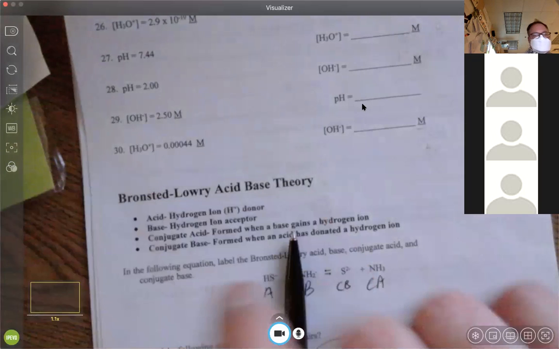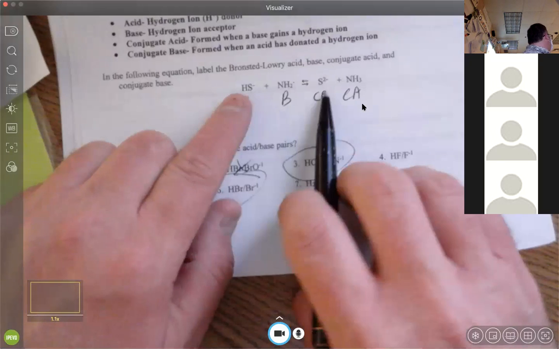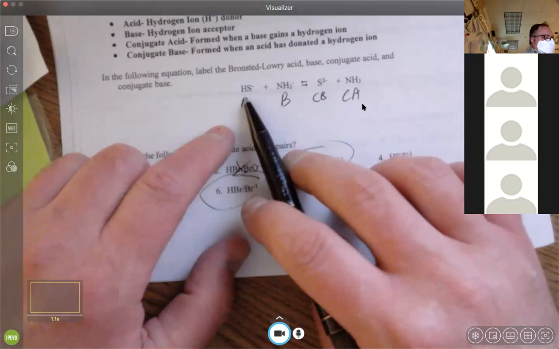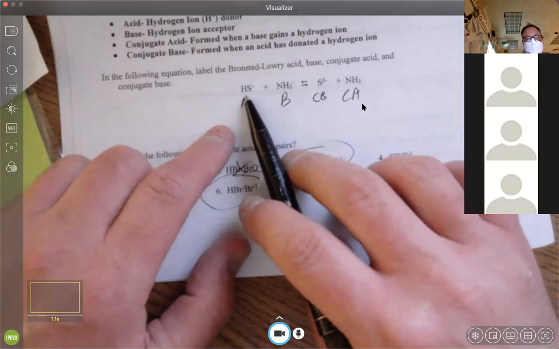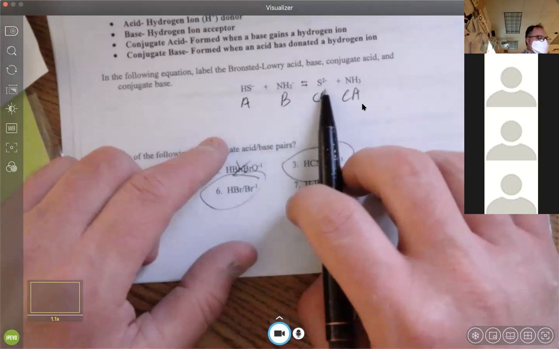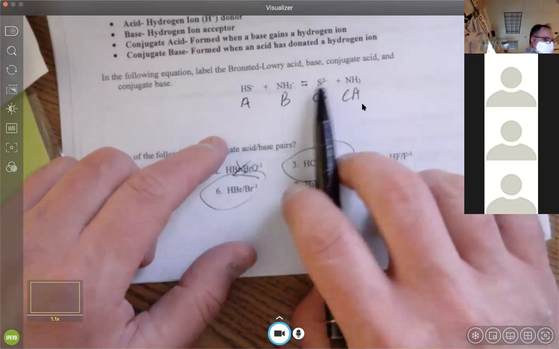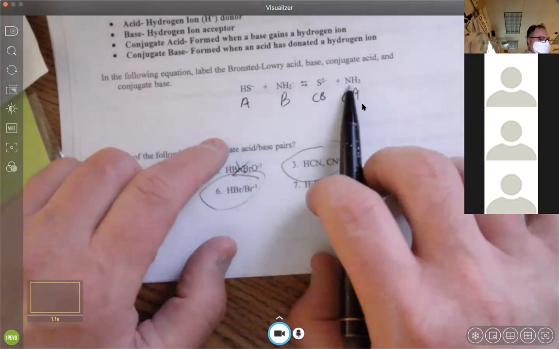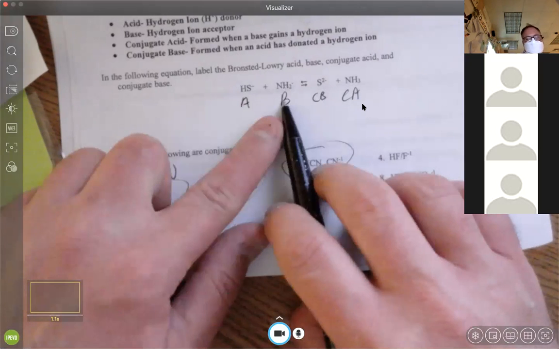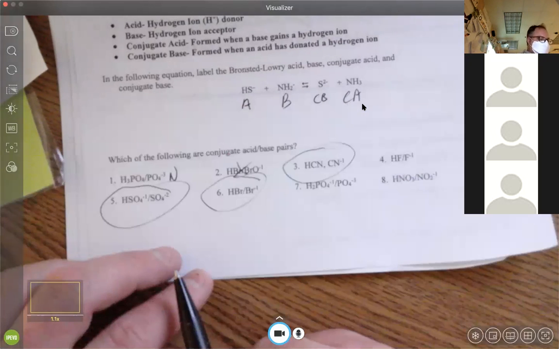So if we take a look, HS negative becomes S2 negative. We lose an H. What's the charge of one H? Plus 1. So if we lose a plus 1, we become a negative 2. Here, H2S negative gained an H. It also lost its negative because it gained a plus 1. So acids lose H's and become bases. Bases gain H's and become acids. Pretty cool.